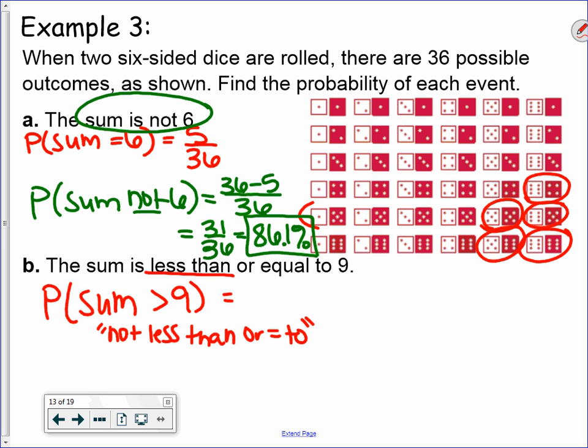Now 6 plus 3, that gives us 9. We want anything larger than 9. 5 plus 4, that's 9. We don't want that. And then we have 6 plus 4, which is bigger because that gives us 10. But this is all the outcomes that are bigger than 9. 1, 2, 3, 4, 5, 6. So 6 out of 36 are bigger than 9.